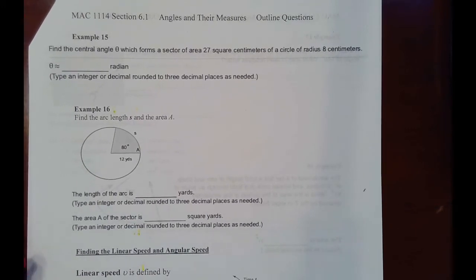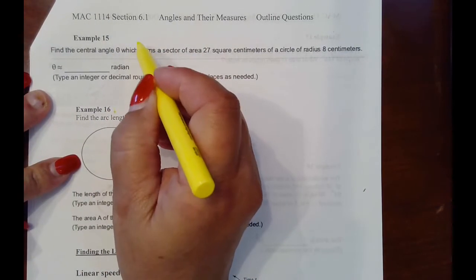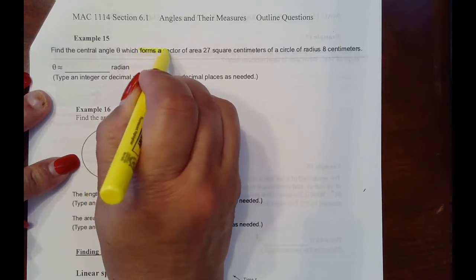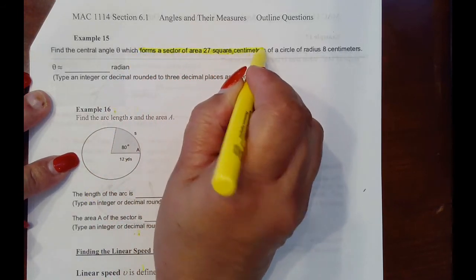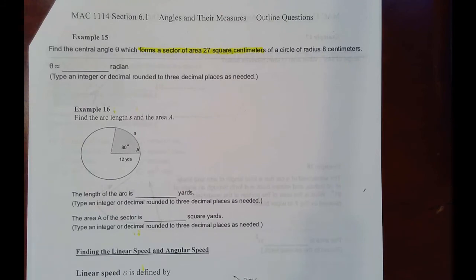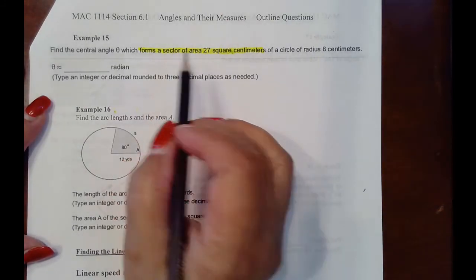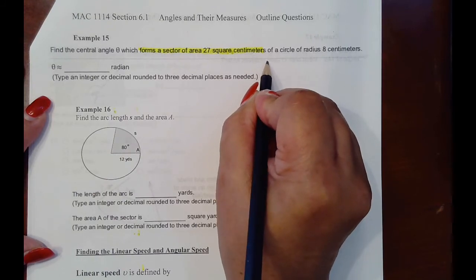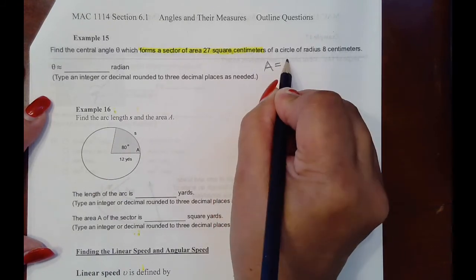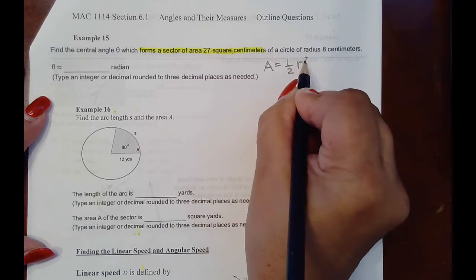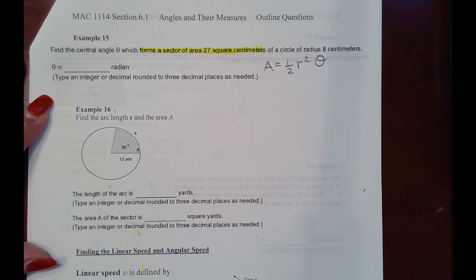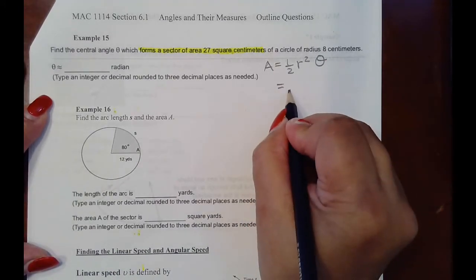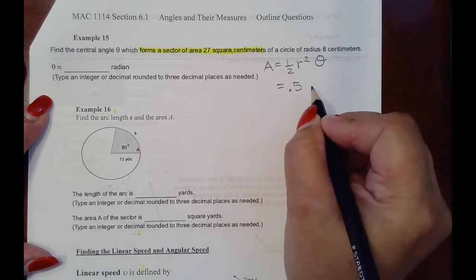Okay, here's example 15. Find the central angle theta, which forms a sector of area 27 square centimeters. So right there, they're trying to point out to you what formula to use. If they're talking about area of a sector, then you should be taking out that formula that we just used, which was 1/2 times r squared times the central angle theta. Okay, you can press this in as the 1/2, just easier.